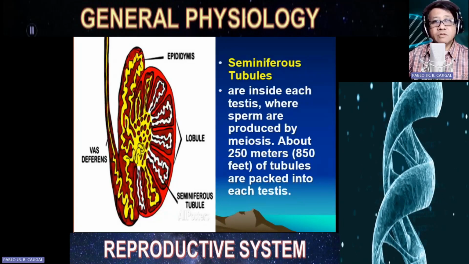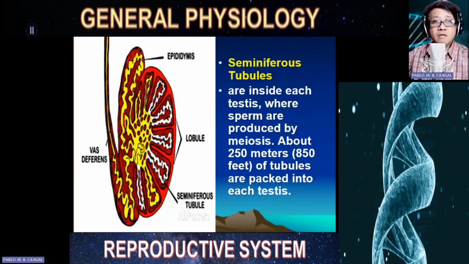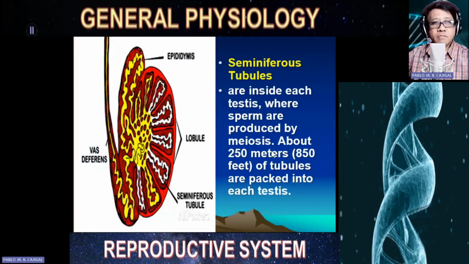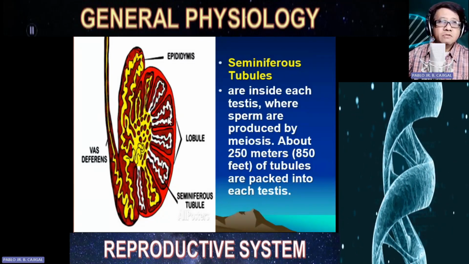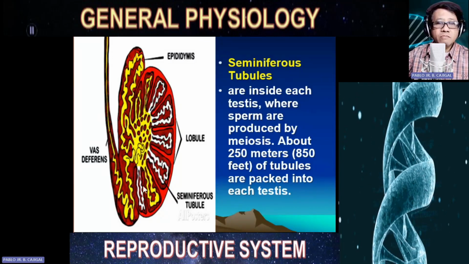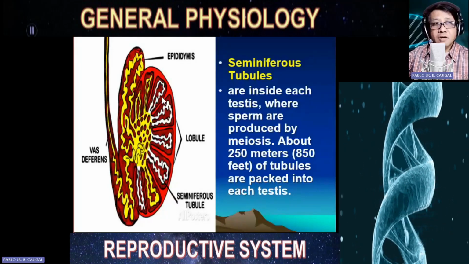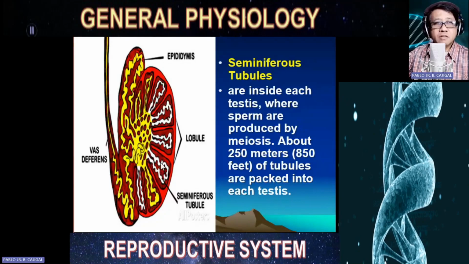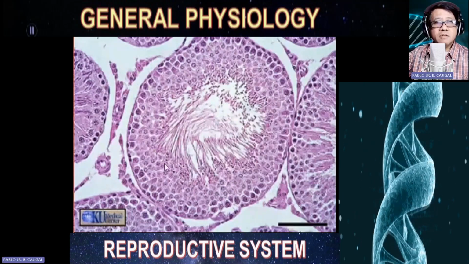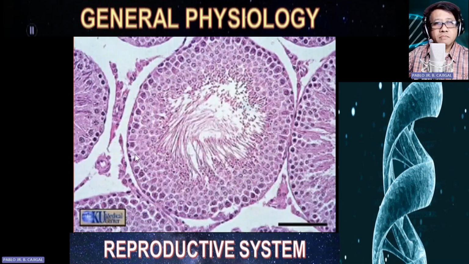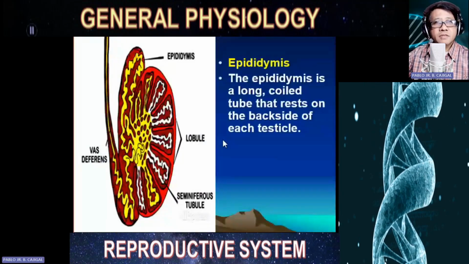So the seminiferous tubules are inside each testis where sperms are produced by meiosis. About 250 meters of tubules are packed into each testis. Yan, ito, no? So, yung puti na ito na convoluted tubules, those are the seminiferous tubules, and doon ginagawa ang sperm through spermatogenesis, meiosis. Ayan, so we have here, ito yung mga seminiferous tubules, ito yung mga developing sperm. Ayan, through spermatogenesis.